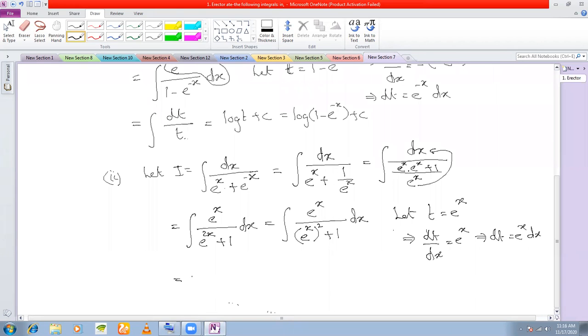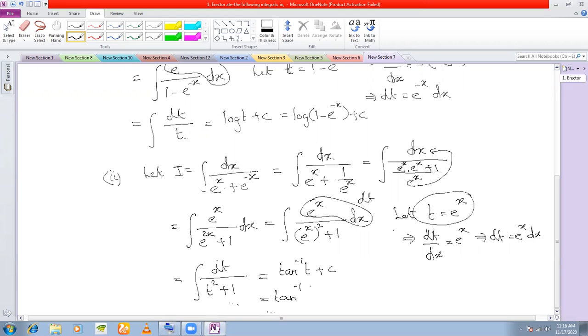So therefore this integral now becomes: this entire part, e to the power of x dx, combines to become your dt, and this (e to the power of x) whole square, we have taken e to the power of x equal to t, therefore (e to the power of x) whole square becomes t square. And what is the integration of dt by 1 plus t square? If you remember, it is tan inverse t plus c. Now put back the value: tan inverse e to the power of x plus c. That's it. Okay.